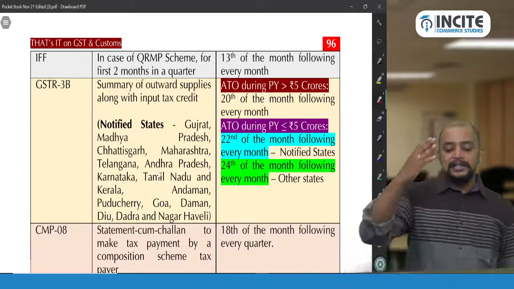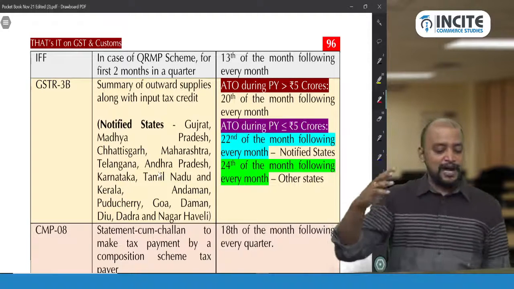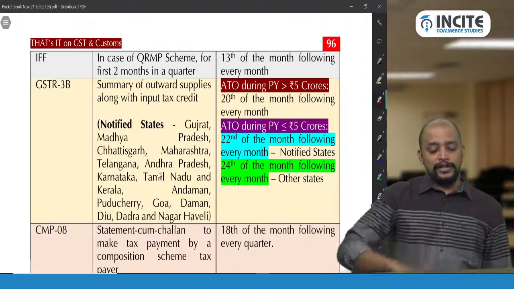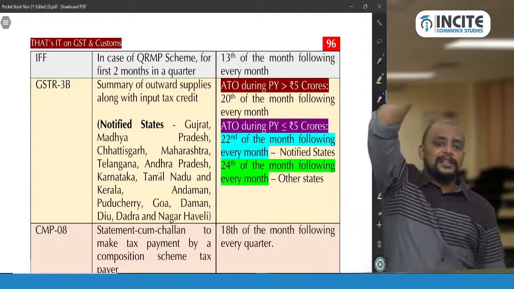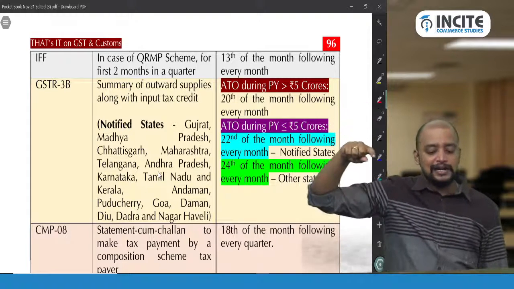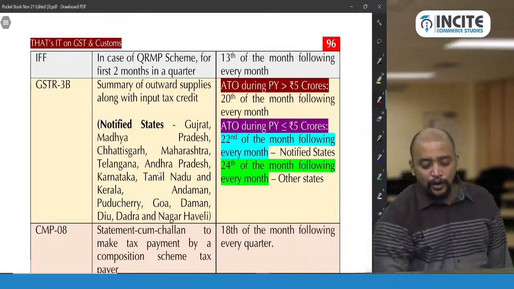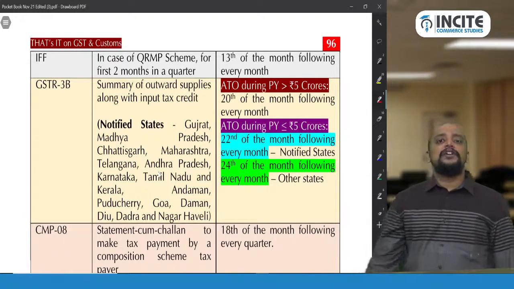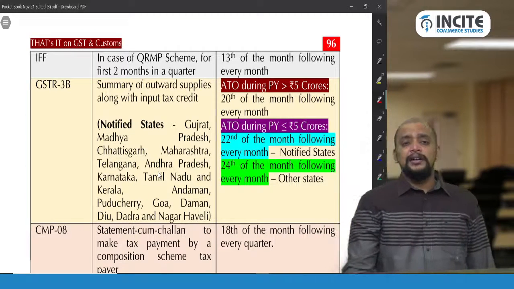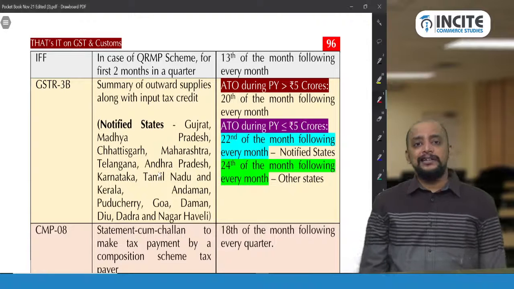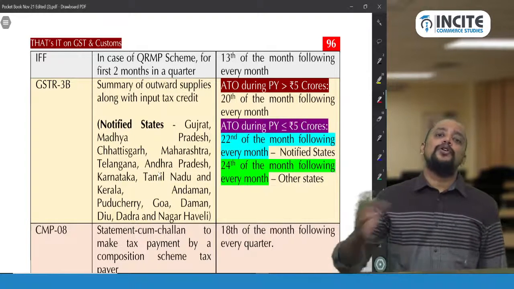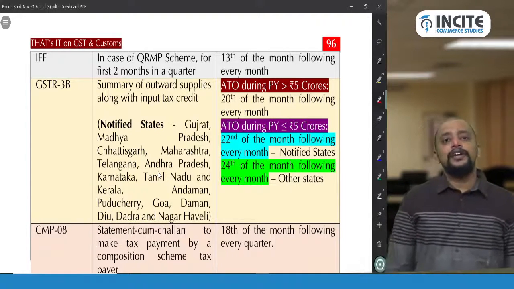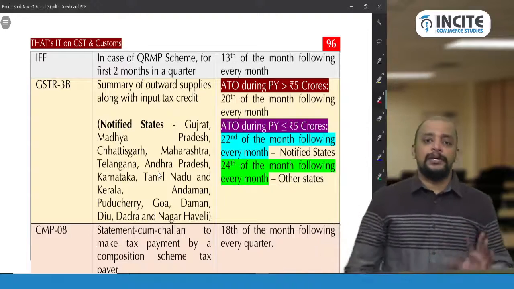What are the notified states? I asked you to remember Gujarat, Madhya Pradesh, Maharashtra, that belt up to Telangana. All the states below that will come under the notified states, for which it is 22nd, and for all other states it will be 24th. And sir, is QRMP optional or mandatory? By default they will be taking it, but if you want to come out of QRMP, you can come out and continue with monthly also. When you are continuing with monthly, then the monthly return time limit will be applicable to you.